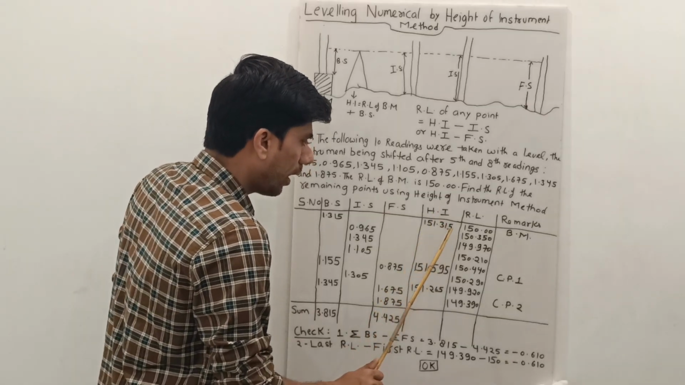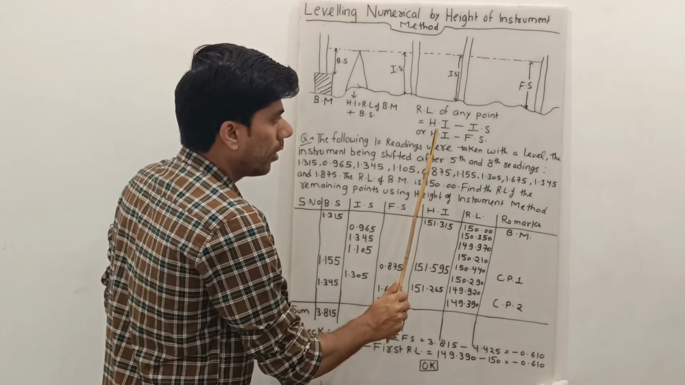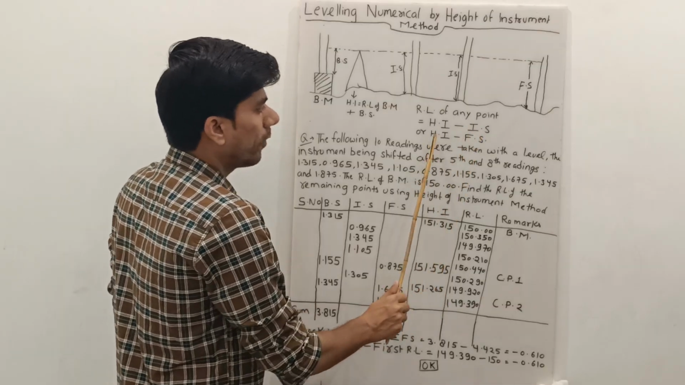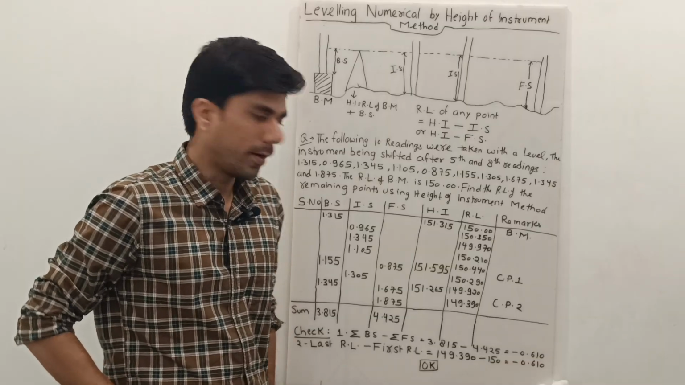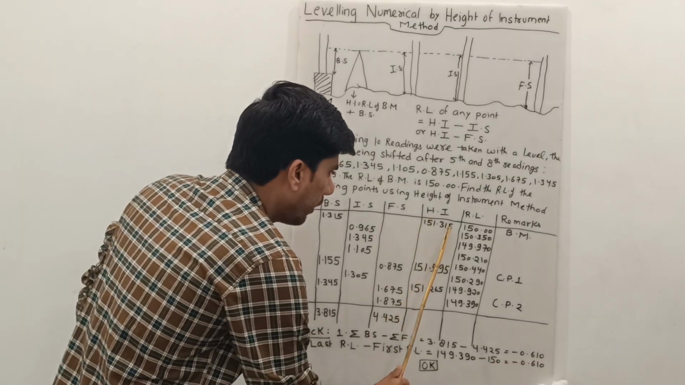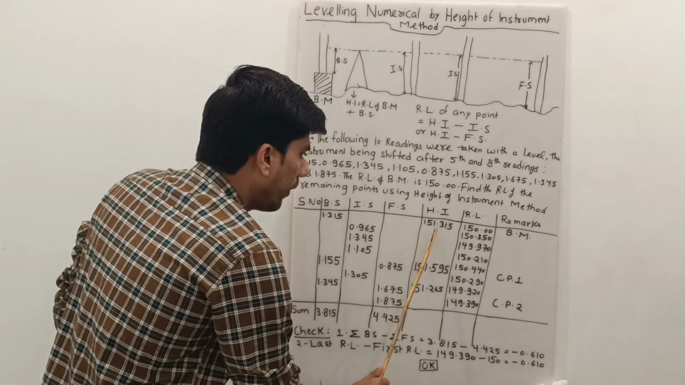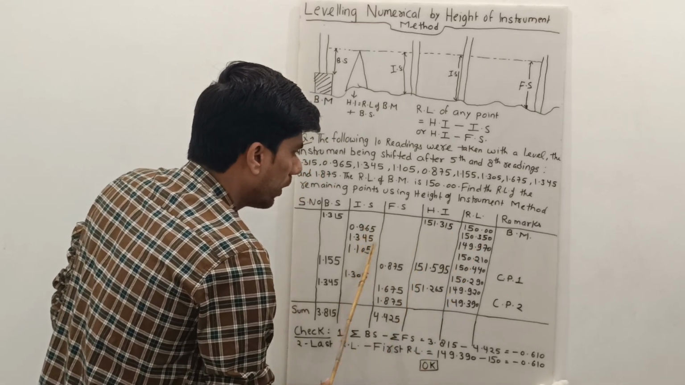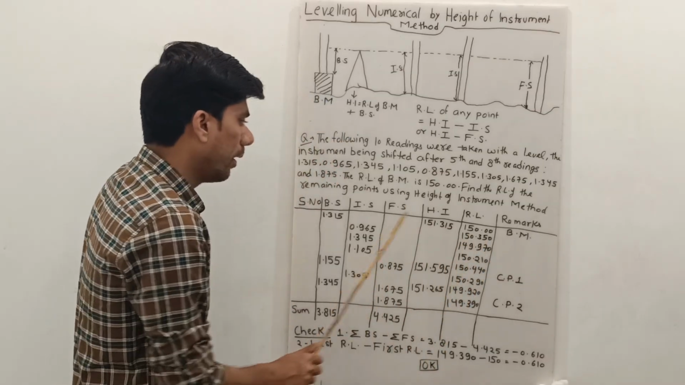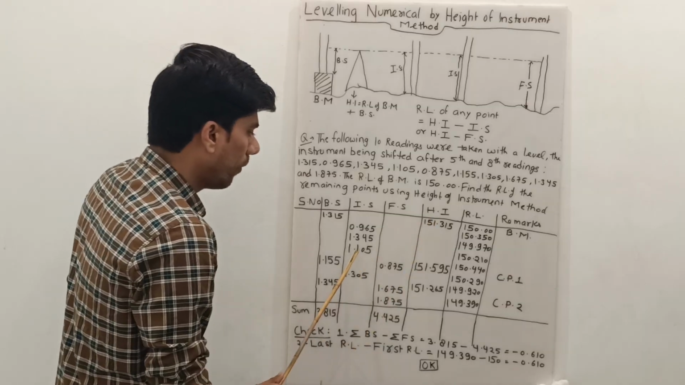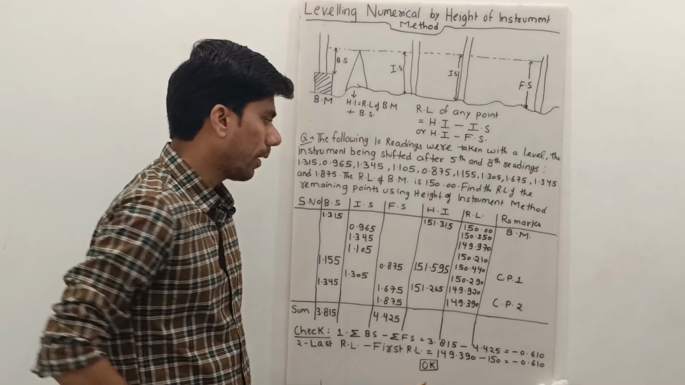When we calculate the height of instrument, now RL of any point, you can understand that height of instrument minus intersight or height of instrument minus foresight is our RL of any point. So 151.315 minus 0.965, this is your RL. 151.315 minus 1.345, 149.970, this is your RL. 151.315 minus 1.105, 150.210, this is again an RL.